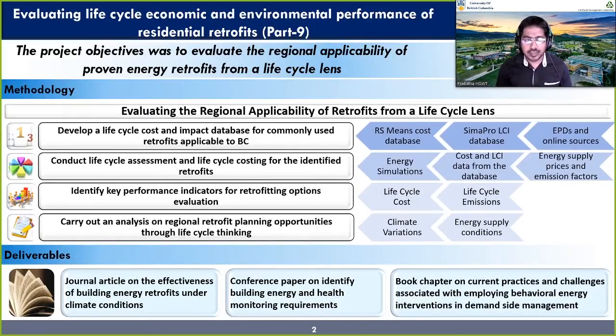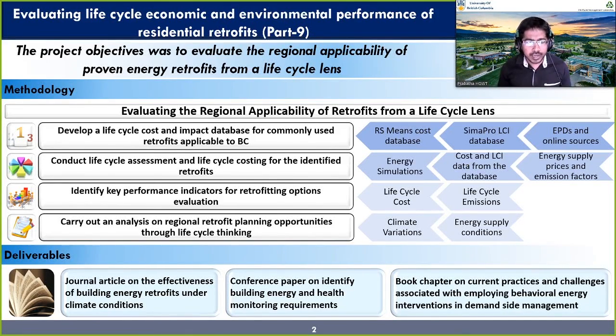We conducted this research under four main steps. The first one was to develop a life cycle cost and impact database for commonly used retrofits applicable to BC. In doing so, we employed state-of-the-art databases such as the RSMeans Cost Database and the SimaPro LCI database. In addition to these, we also employed environmental product declarations and other online resources as necessary.